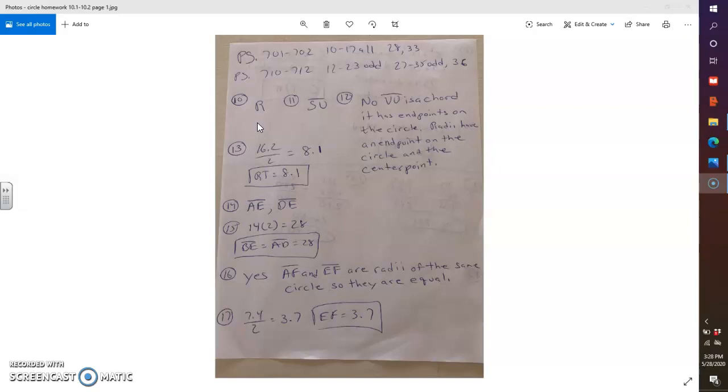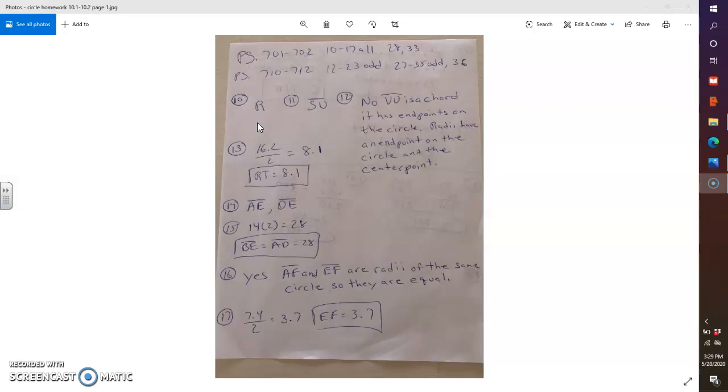Number 13, if SU is 16.2, well, that's the diameter. RT is going to be 8.1, half the diameter. The radius is always half the diameter, and that's going to be important in our circumference formula later on. For number 14, they wanted you to identify chords that weren't a diameter, so DE and AE are the chords. Number 15, they tell you that a radius is 14, which means the diameters of that circle, BE and AD, have to be 28, or twice the radius. So 14 times 2 is 28.